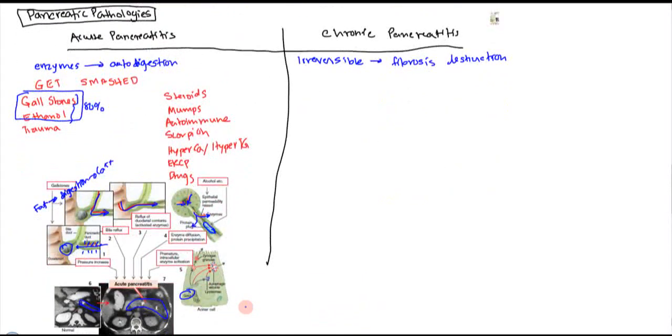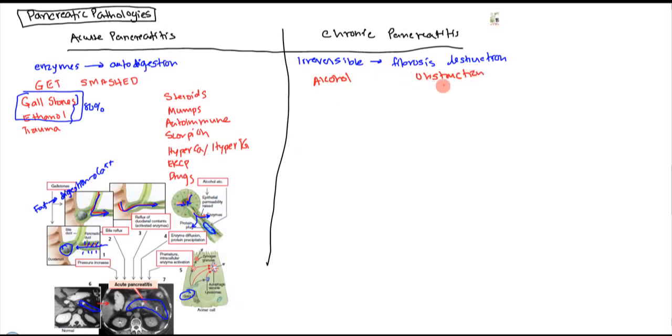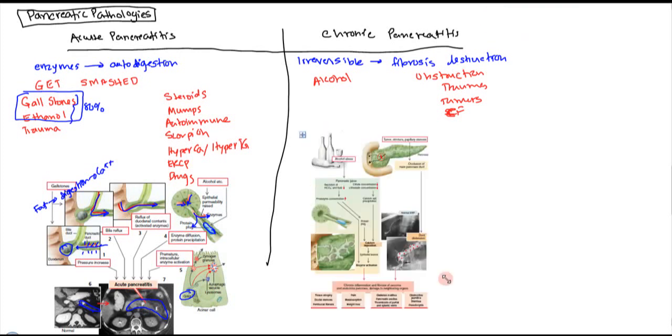Now let's look at chronic pancreatitis. What are the causes of chronic pancreatitis? Primarily two: either alcohol or obstruction. Obstruction would also include causes such as trauma, tumors, and cystic fibrosis, which just makes the fluid really thick, so it plugs things up. So these are your primary causes of chronic pancreatitis. And obviously, recurrent attacks of acute pancreatitis can also eventually lead to chronic pancreatitis. So let's look at the pathogenesis of it.